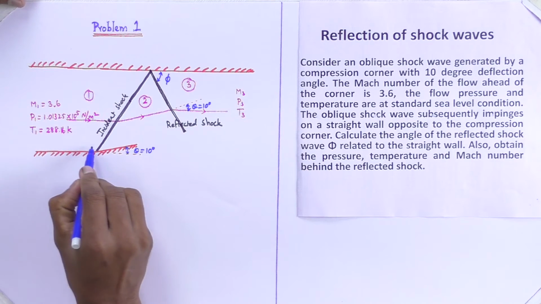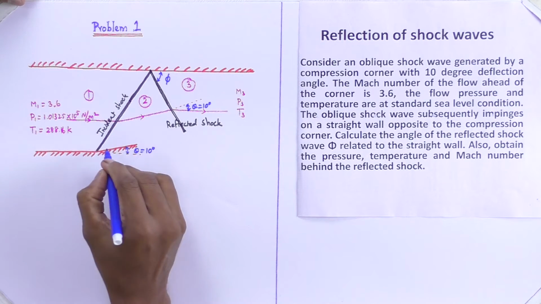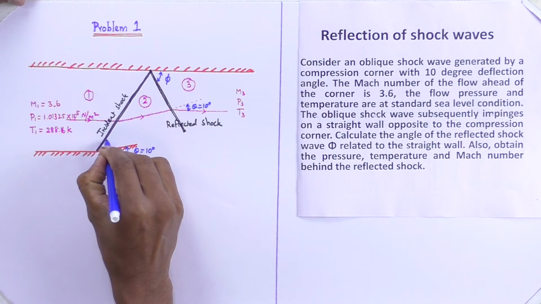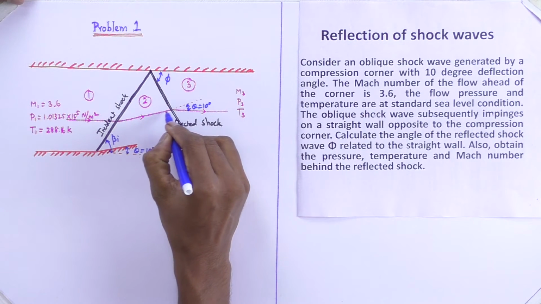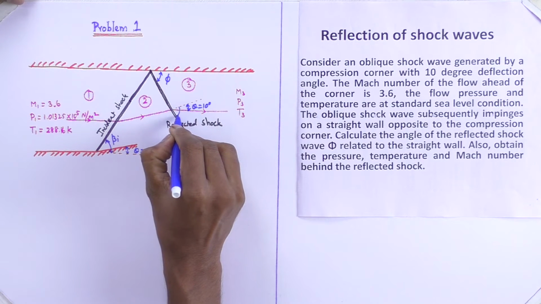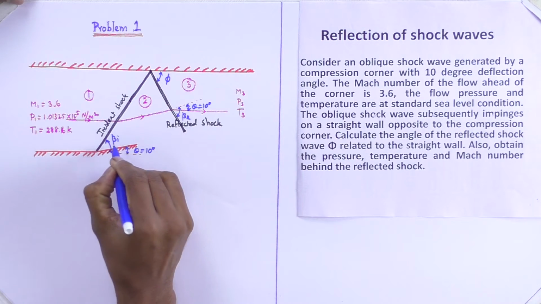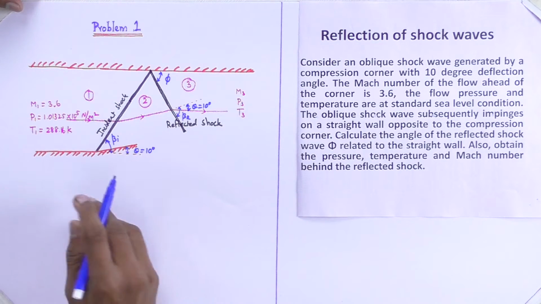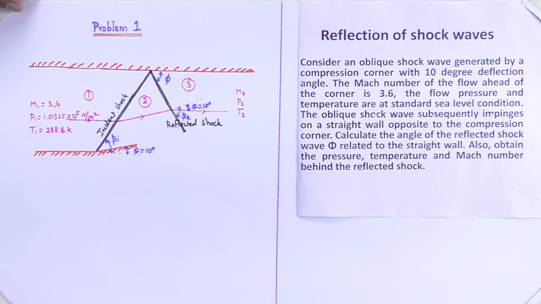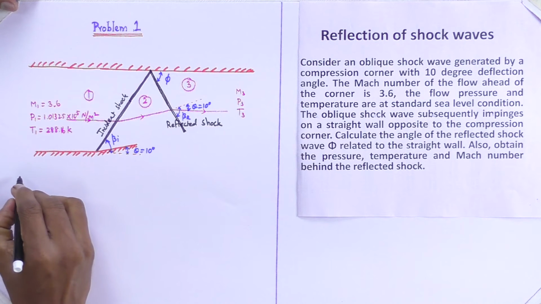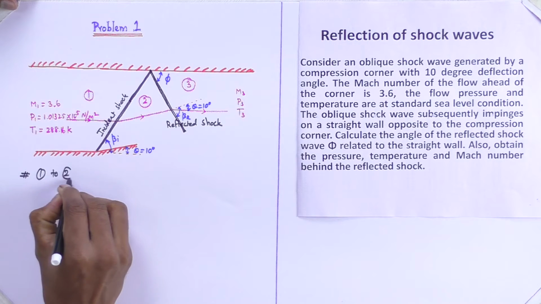The angle between the upstream direction and the incident shock is the incident shock wave angle, beta I. The angle between the upstream direction and the reflected shock is beta R, the reflected shock wave angle. Now let us solve this problem from region 1 to region 2 first.